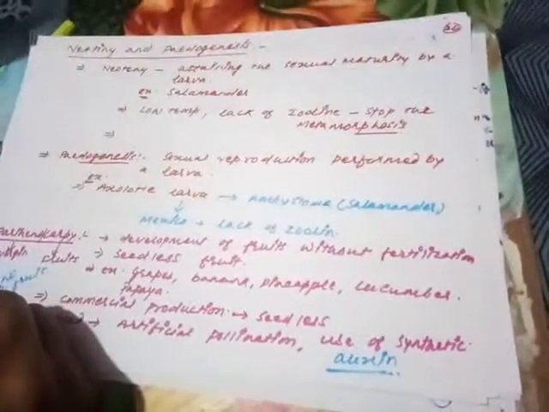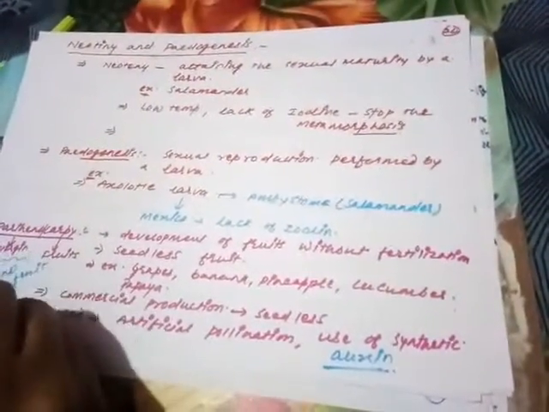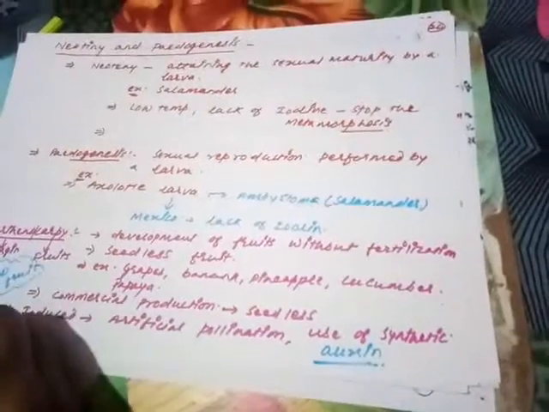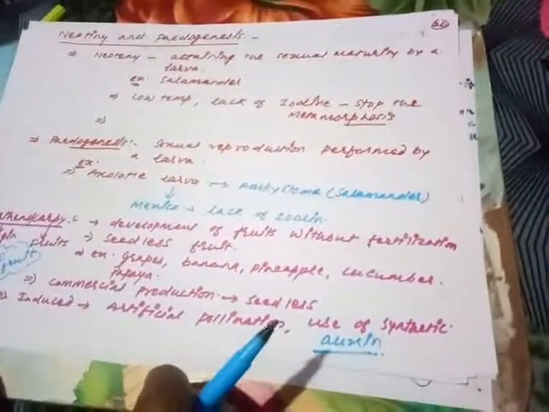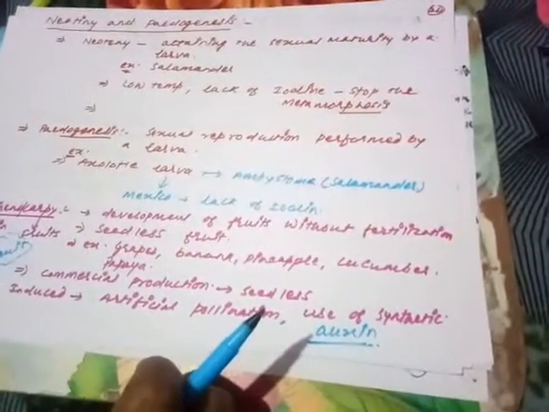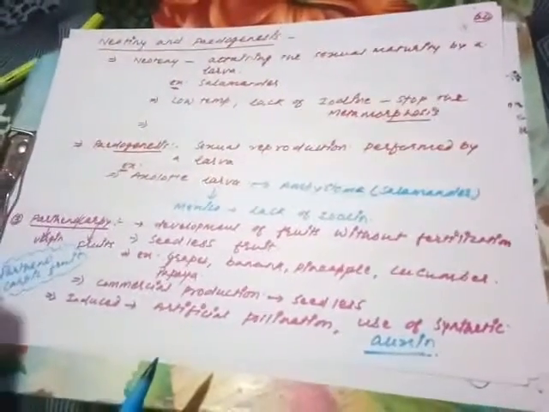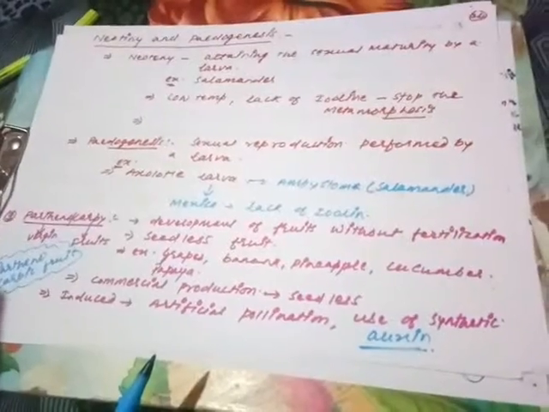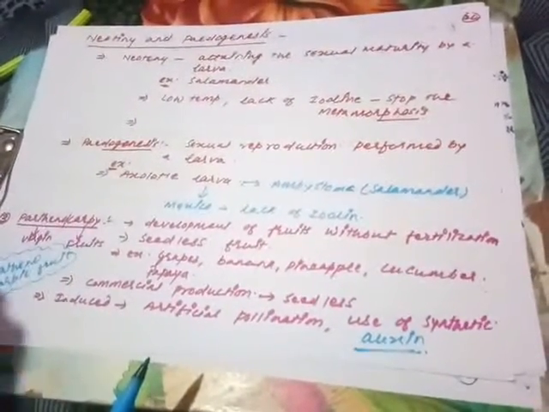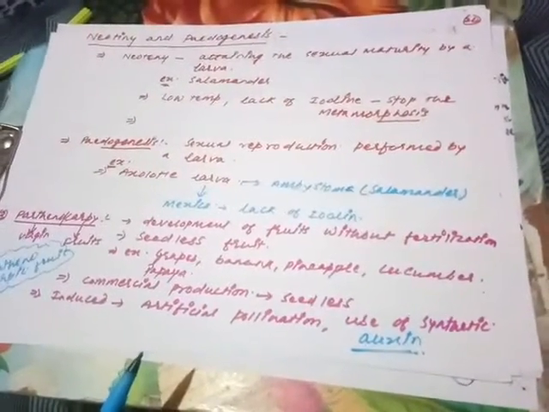Why is this important? Parthenocarpic fruits are commercially important because of their agronomic trait, the important trait for which we grow them, their seedless property. Okay, and how is parthenocarpy induced? Because of artificial pollination, and we can apply a synthetic material, that is the synthetic hormone auxin. Thank you.